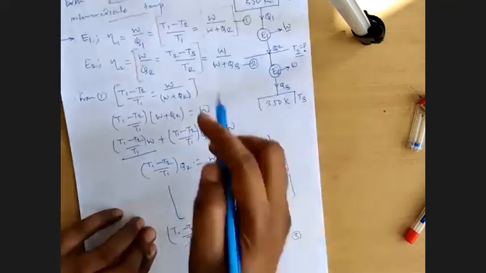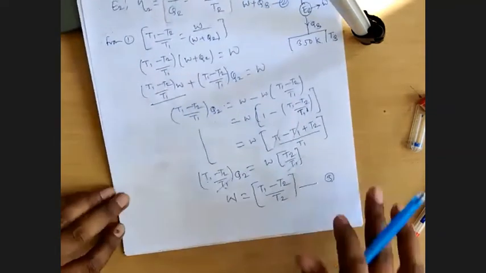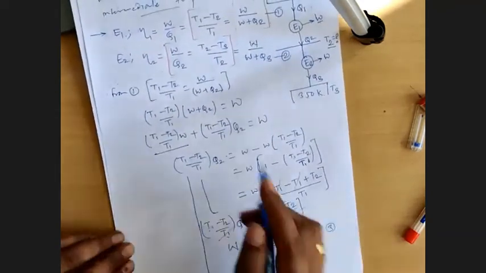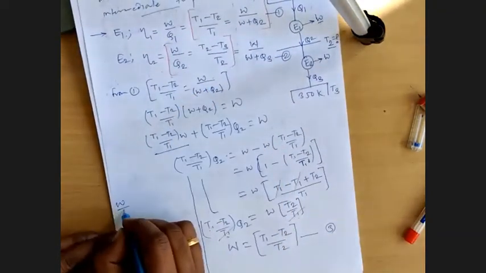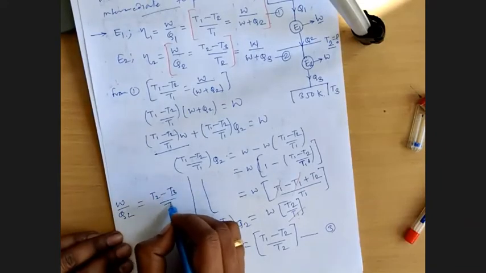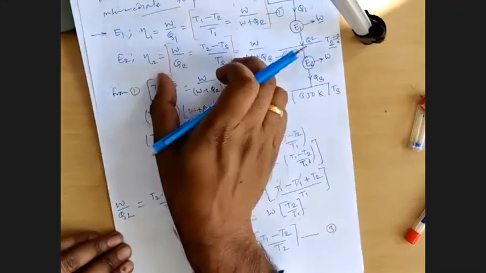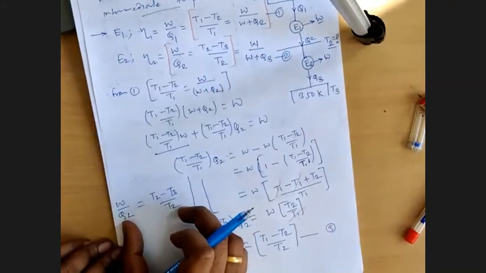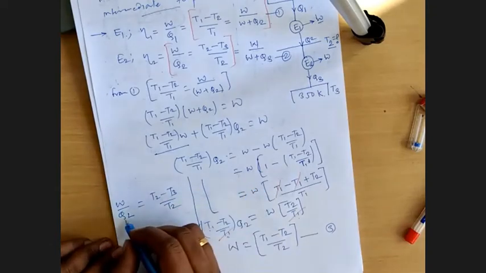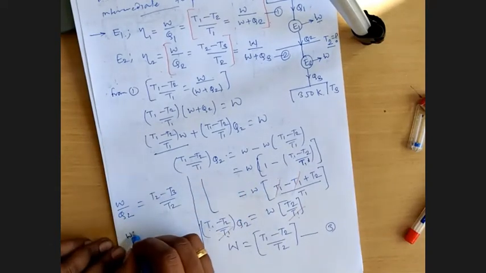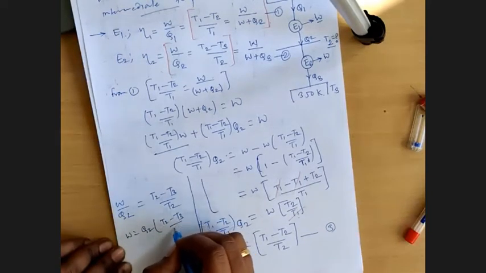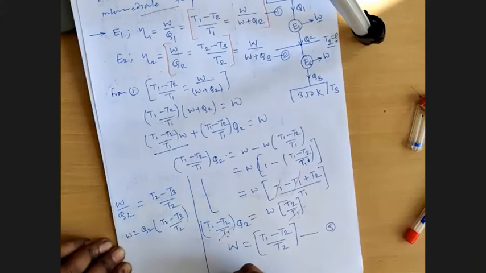what relation is W by Q2. Let me use this small space over here. W by Q2 is equal to T2 minus T3 by T2. This bracket I have written as it is over here. Now I will shift this Q2 to the right. So W is equal to Q2 into T2 minus T3 by T2.